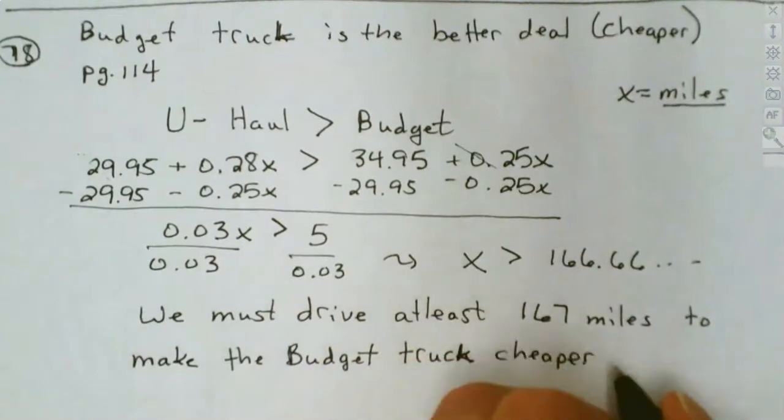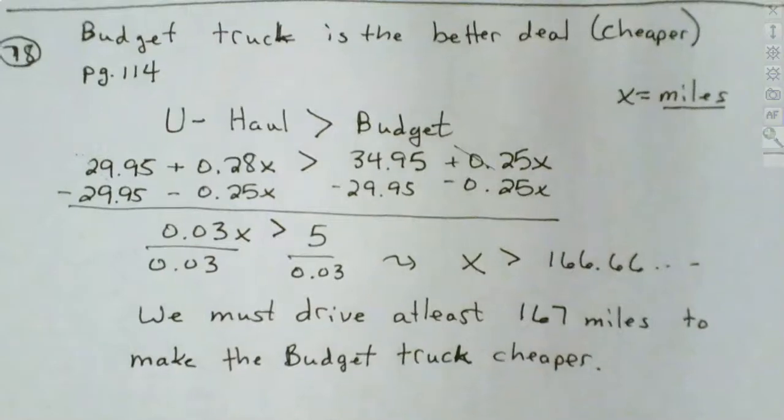So if we're not going to drive that many miles, if we're only driving about 30 miles, then it would be cheaper to use the U-Haul. But if we're going at least 167 miles, then we would want to get the budget truck.